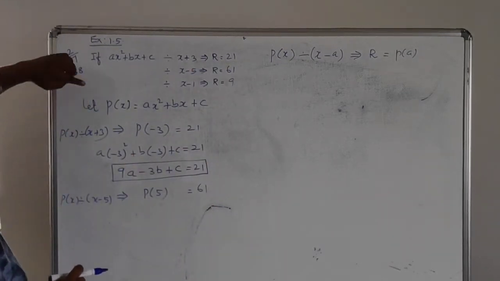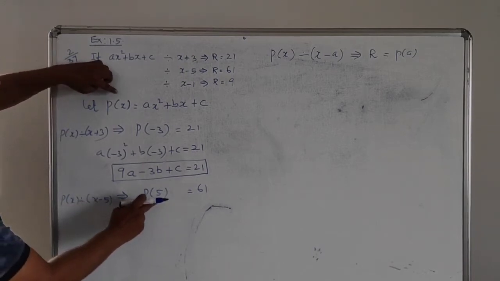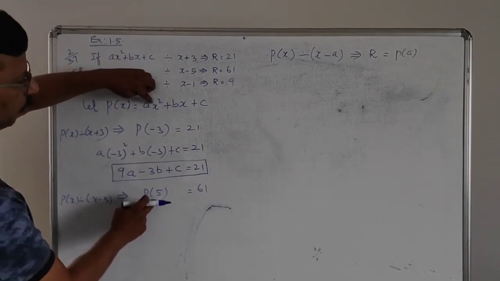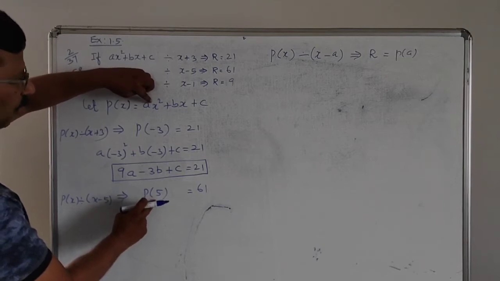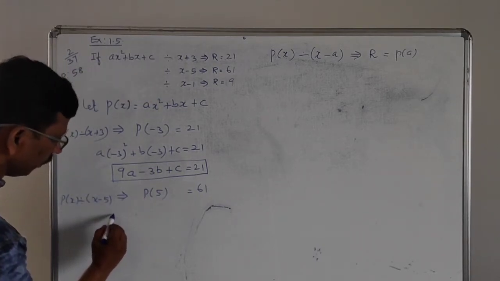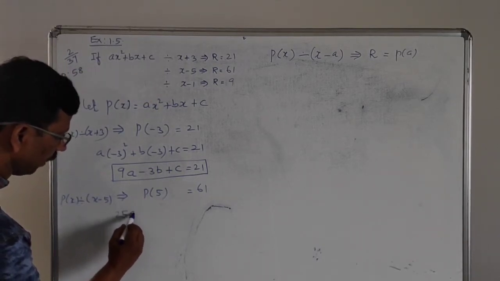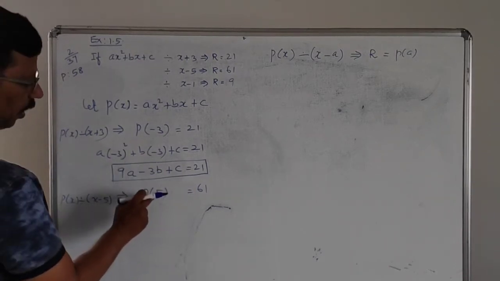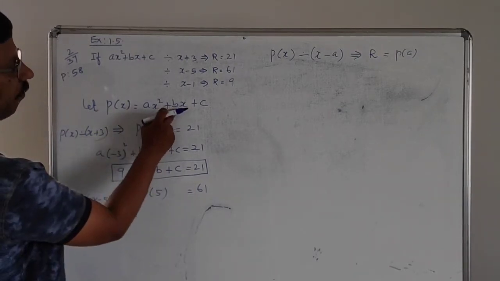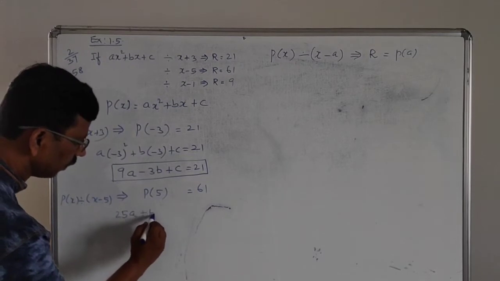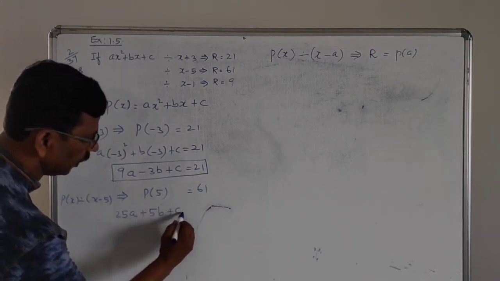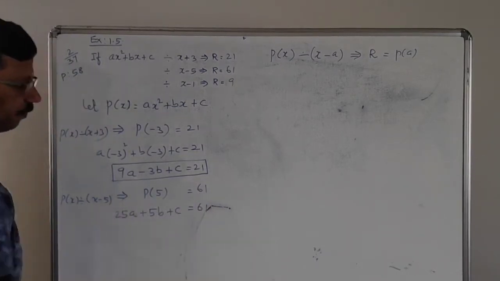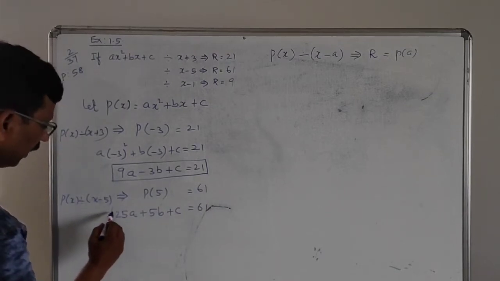Therefore, in this polynomial p of x, you substitute x equal to 5. Therefore, you get a into 5 square, 5 square is 25, then you can write 25a. Then you substitute x equal to 5, then 5b plus c equal to 61. Now this is the second equation.